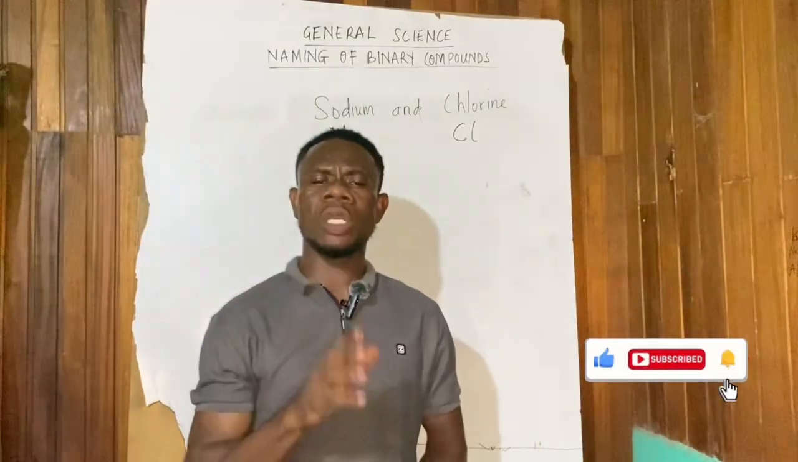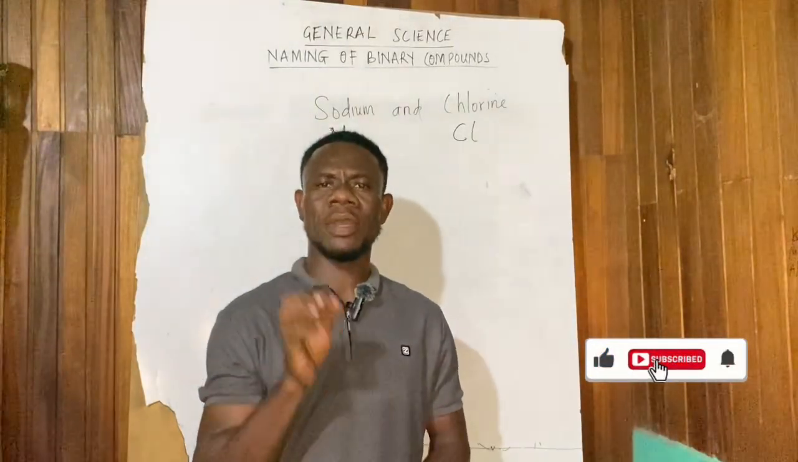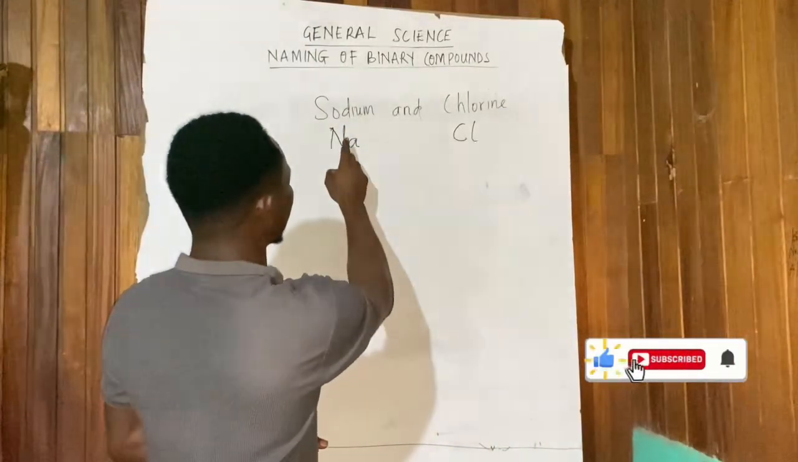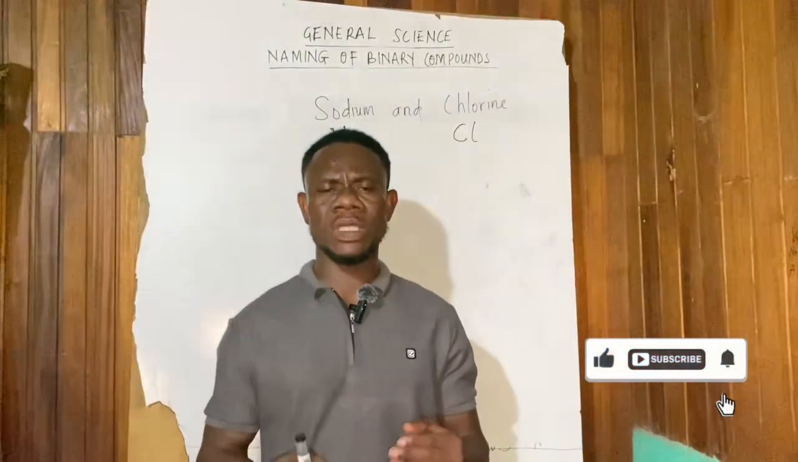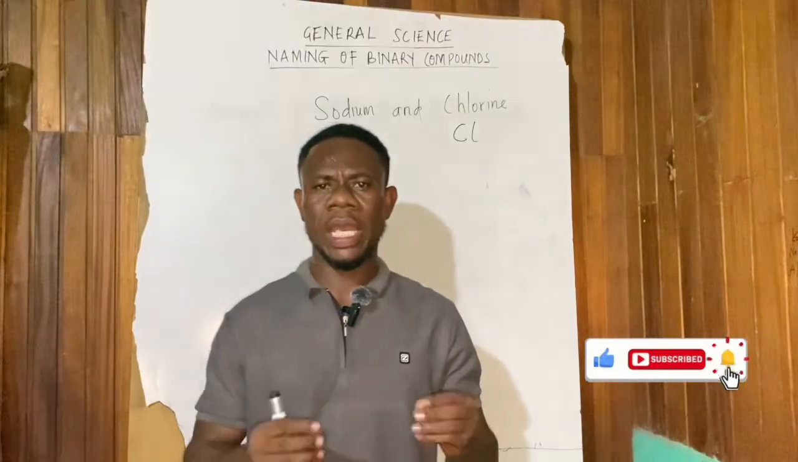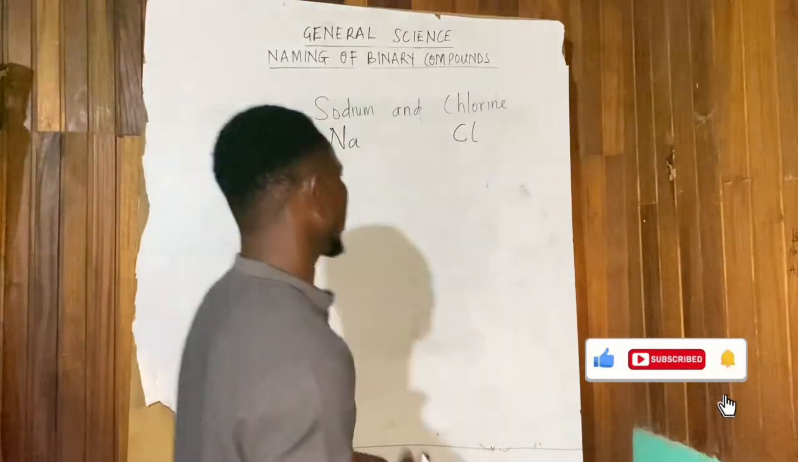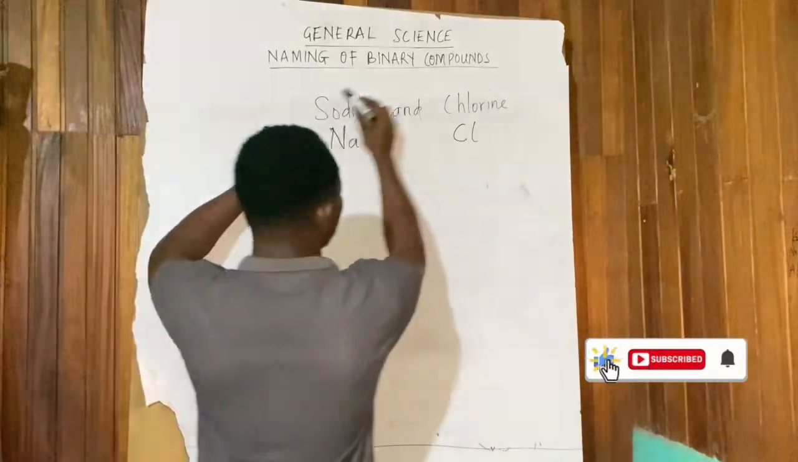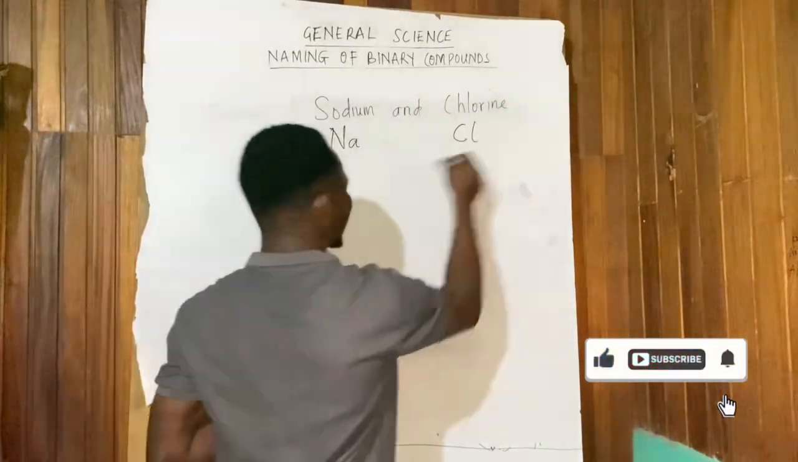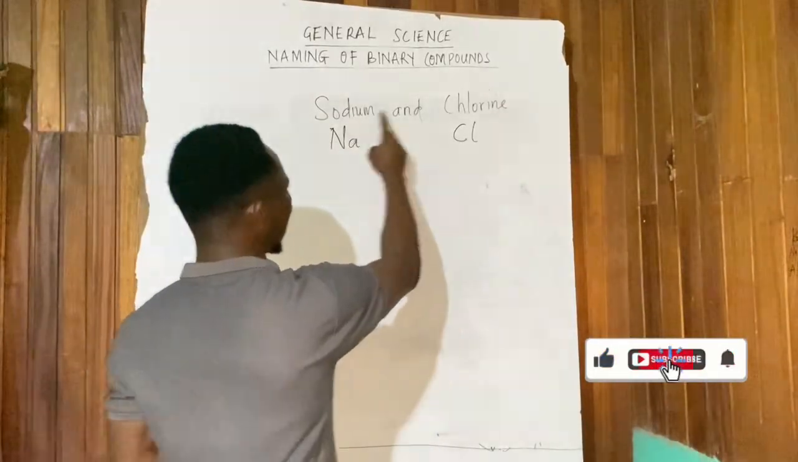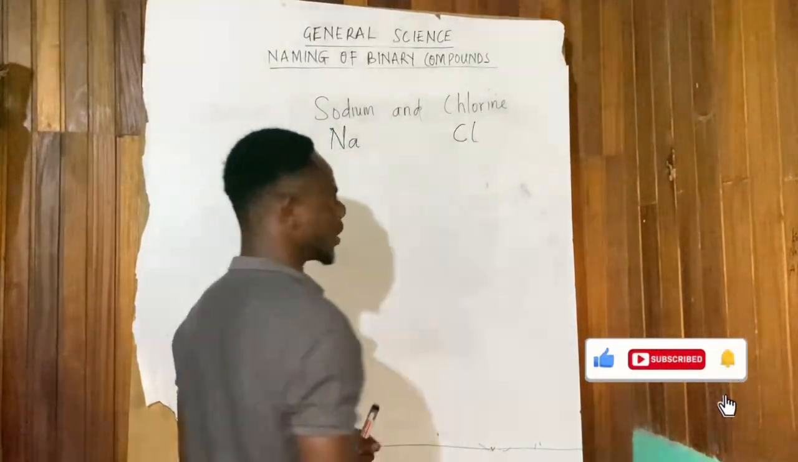Now, don't forget, in an ionic compound, the atom that forms the positive ion is written first, followed by the next one. So this is an ionic compound. Why is it an ionic compound? Because it contains a metal and a non-metal.